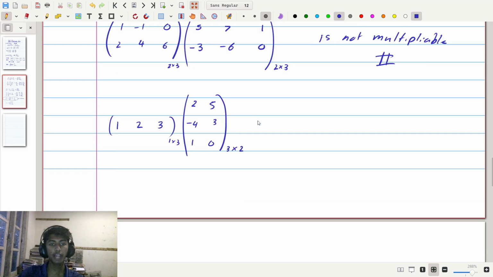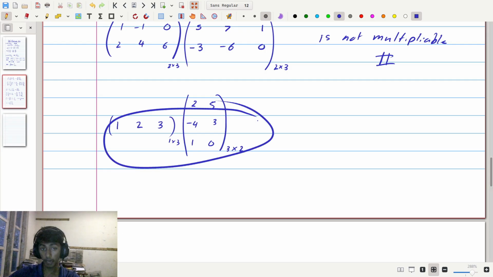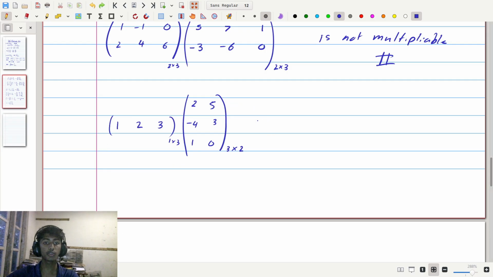Now moving on to the last question, we have a 1 by 3 matrix multiplied by a 3 by 2 matrix. Here we can see 3 and 3. We have 3 columns here and 3 rows here, and therefore the two matrices are multiplicable, and when we multiply, the resultant is going to be a 1 by 2 matrix. So we have a 1 by 2 row matrix like this. One element here, one element here. This is i equals 1, j equals 1, and this is i equals 1, j equals 2.